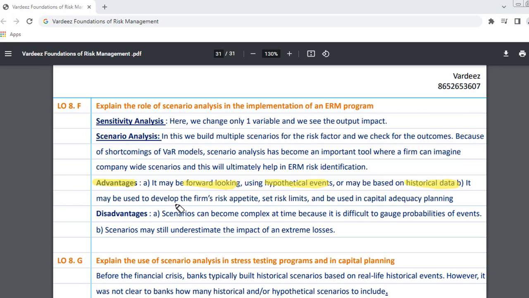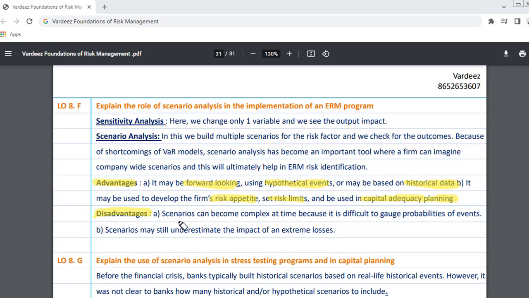It may also be used to develop a firm's risk appetite. You can develop multiple scenarios on your risk appetite as well. You can set your risk limit, and also in capital adequacy planning. And this is something that we're going to be talking about in the next learning objective.